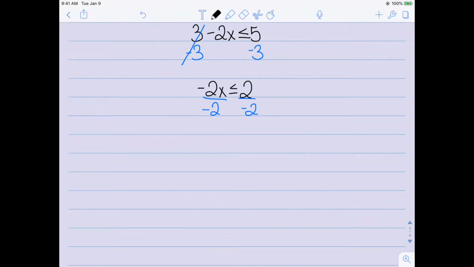We then divide both sides by negative 2, and we need to remember that since we're dividing by a negative, we need to reverse the direction of the inequality. So that leaves me with x greater than or equal to 1.